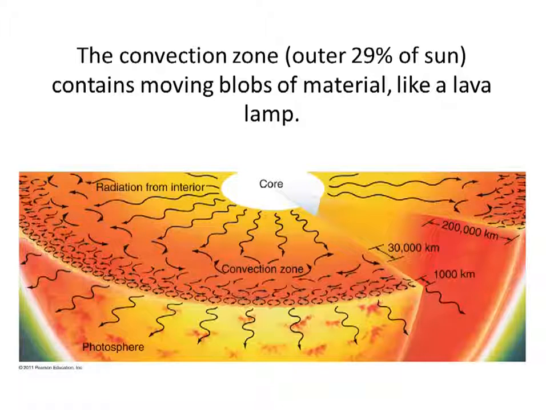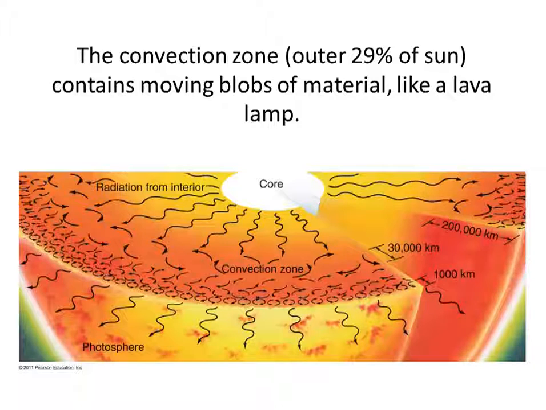Outside of the solar radiation zone, so after the photons have taken 30,000 to a million years to get from the core 70% of the way of the sun, the remaining 30% of the sun is what is called the convection zone. And the convection zone is very much like that lava lamp we saw earlier. Material of the sun, the gas that makes up the sun, near the bottom of the convection zone is heated by those photons coming up from below.